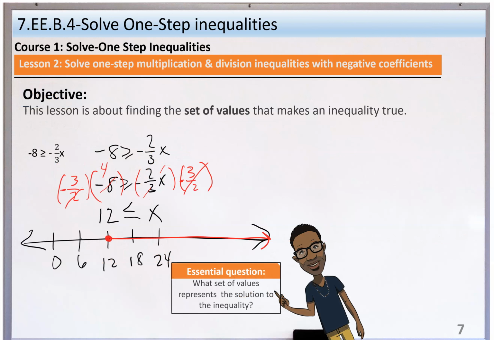All right, sorry about going over, guys. Just want to wrap that up. So remember, when you have a negative coefficient in an inequality, you have to invert your inequality sign. Talk to you soon.